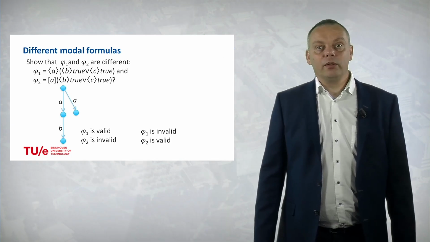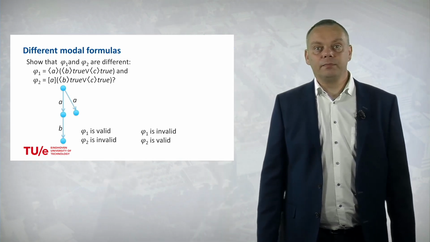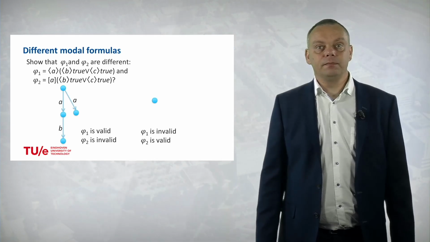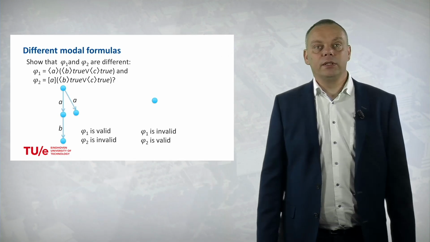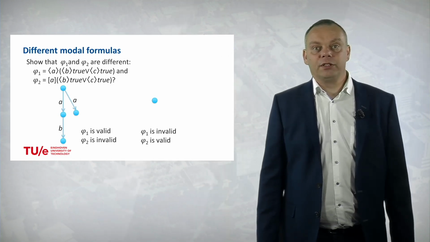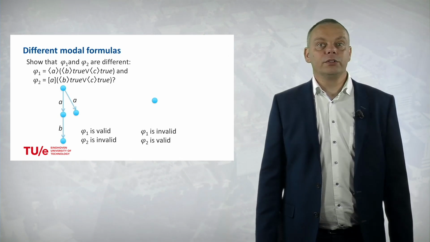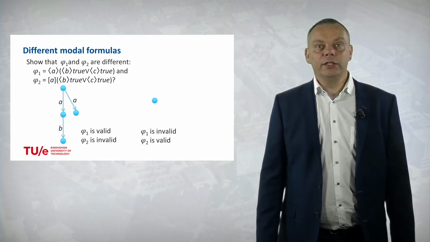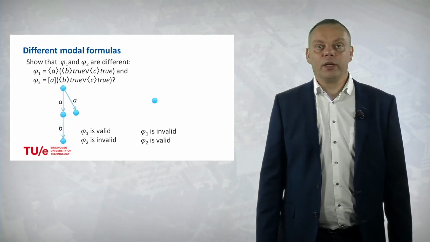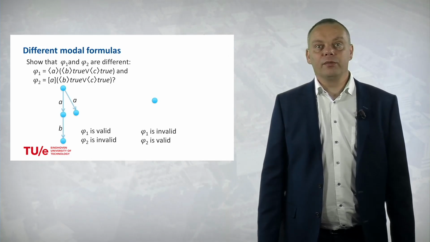So if we now look at the other example, then we have this state as the counterexample, namely phi 1 is invalid. Why? Because we cannot do an A step, and phi 1 says that we should be able to do an A step, so that's okay. And phi 2 is valid because for all A transitions that we can do, something holds, and that holds trivially because there are no A transitions. So these two examples show that the formulas phi 1 and phi 2 are really different.